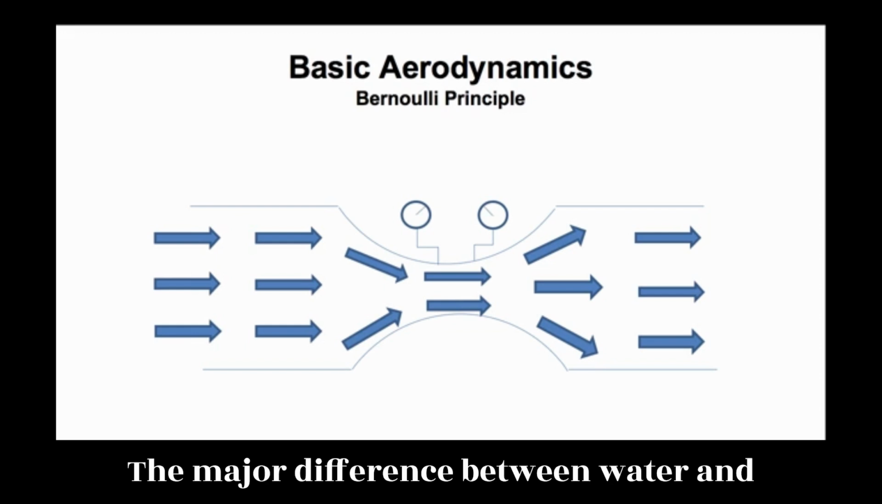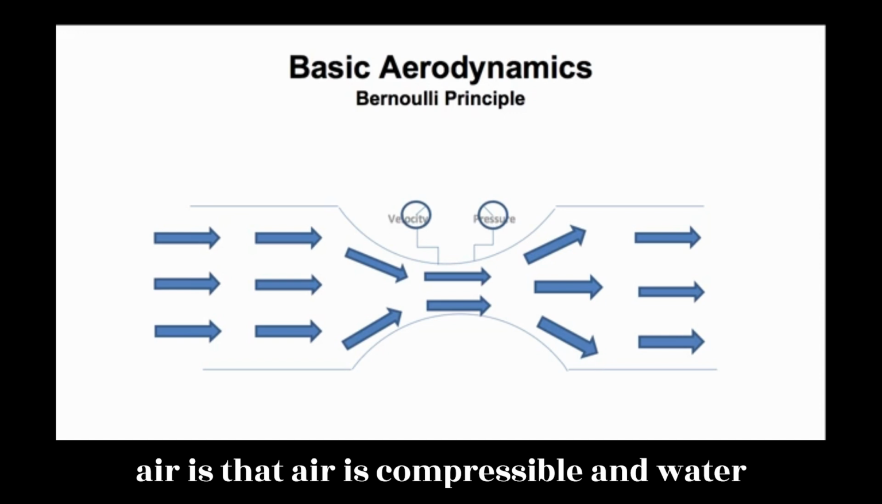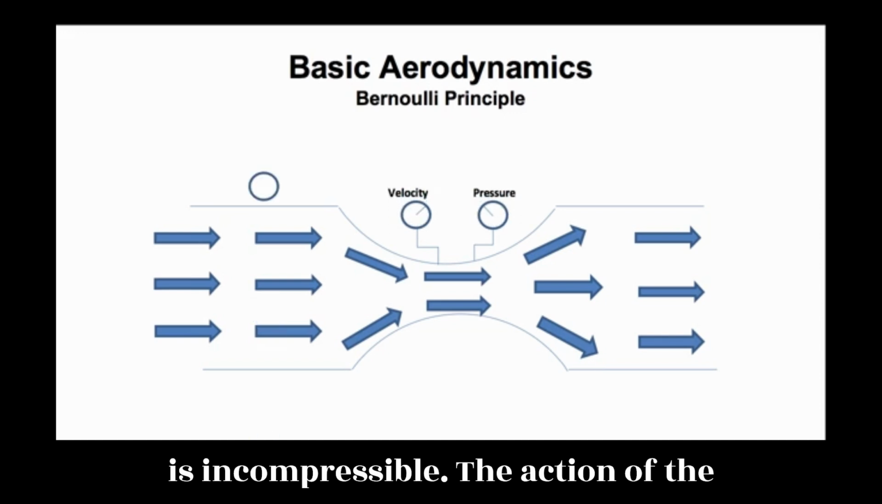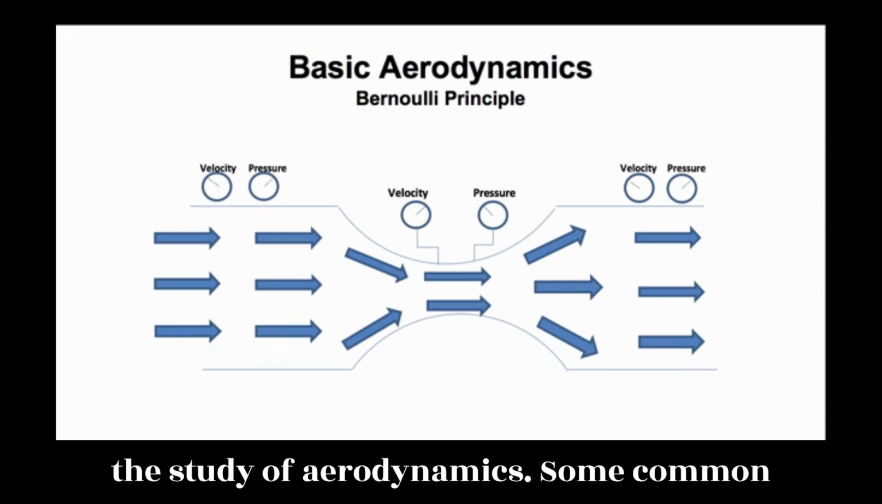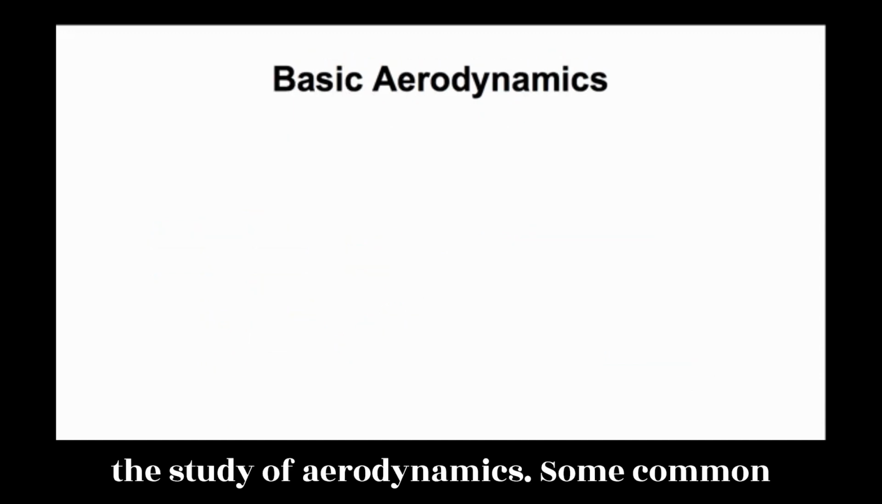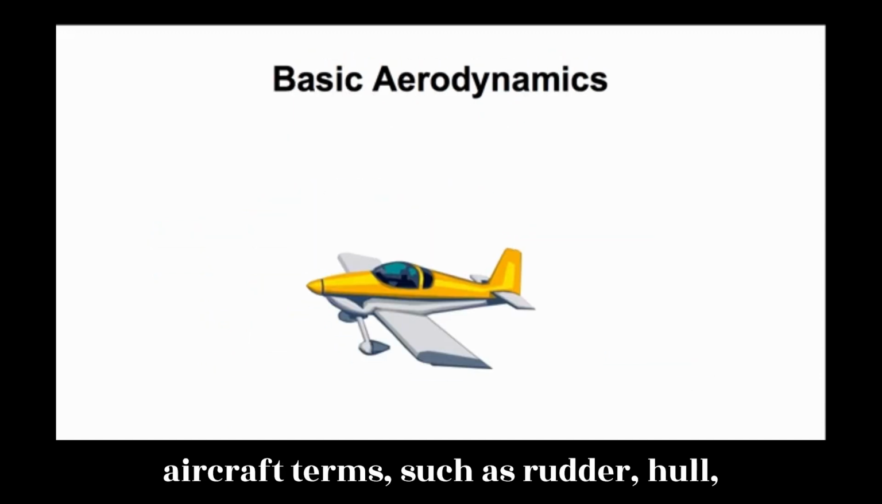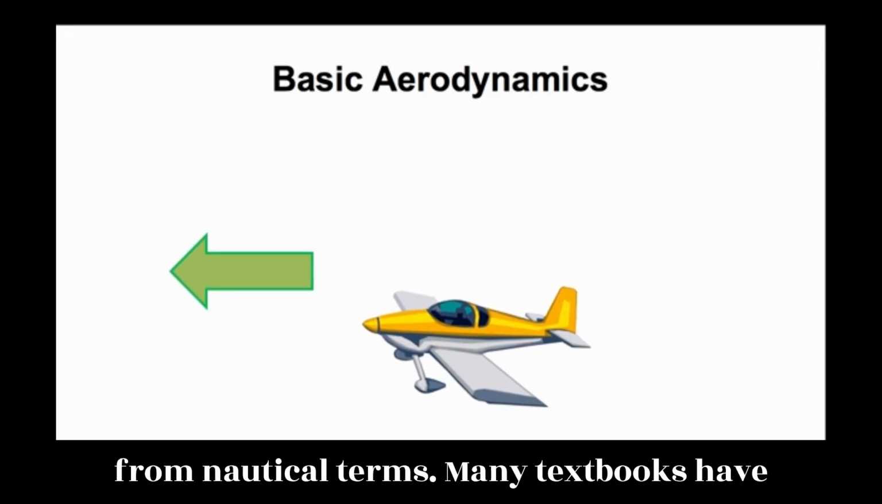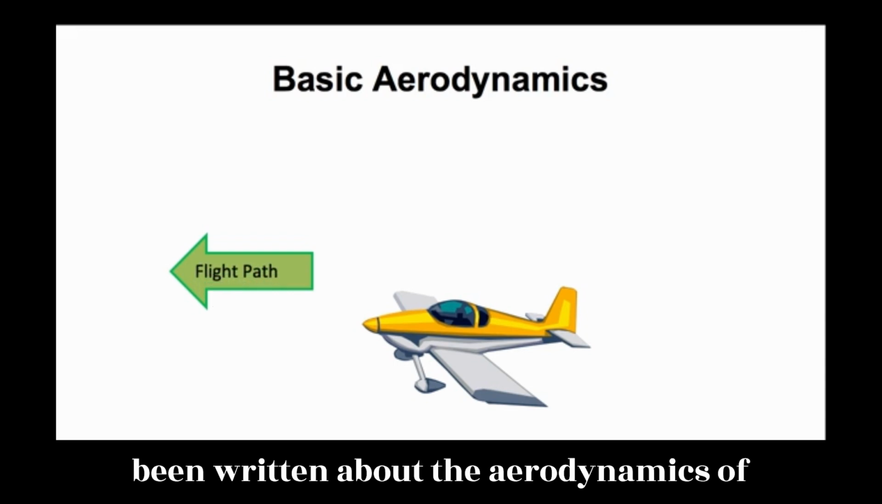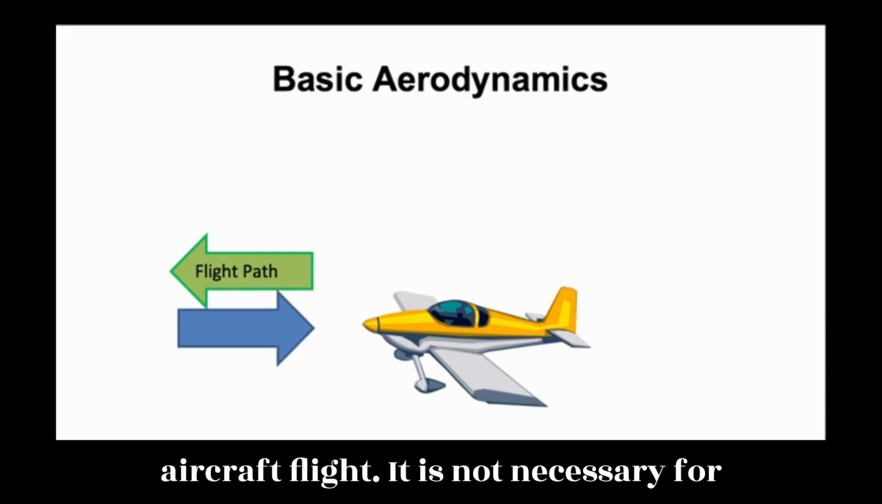The major difference between water and air is that air is compressible and water is incompressible. The action of the airflow over a body is a large part of the study of aerodynamics. Some common aircraft terms, such as rudder, hull, waterline, and keelbeam, were borrowed from nautical terms. Many textbooks have been written about the aerodynamics of aircraft flight.